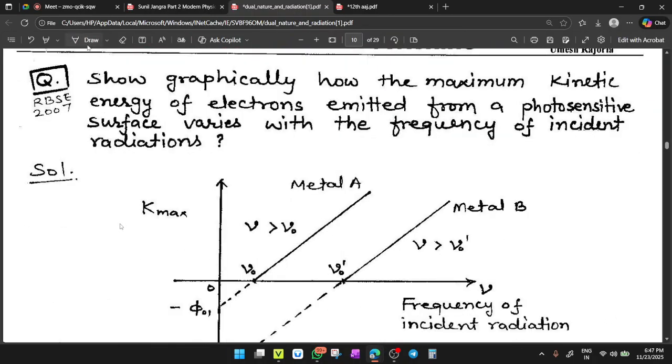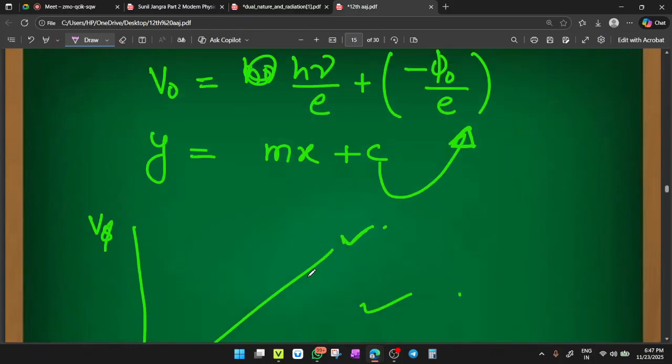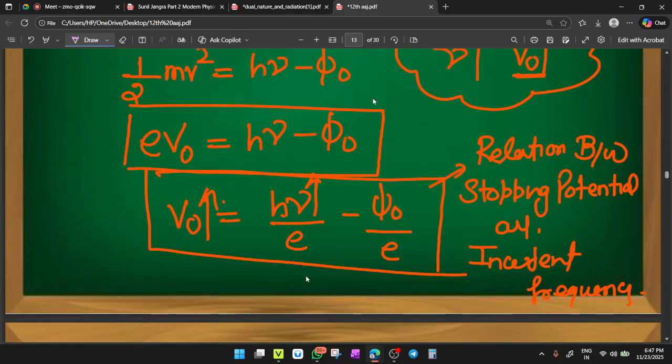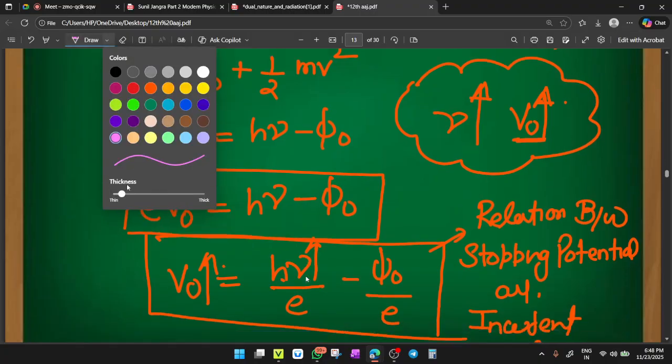Next question. Show graphically how the maximum kinetic energy of photoelectrons emitted from a photosensitive surface varies with the frequency of the incident radiation. Show graphically how the maximum kinetic energy varies. Student, yesterday we have studied about this. This maximum kinetic energy, eV naught, equals h nu minus h nu naught. Half mv square equals h nu minus h nu naught. Okay, let us again derive this relation.